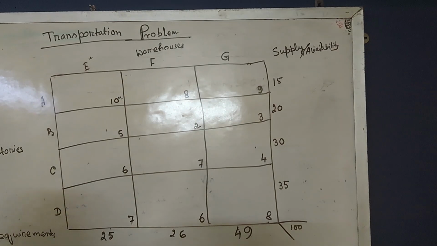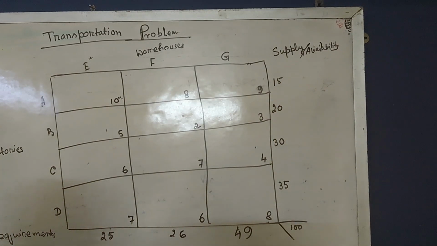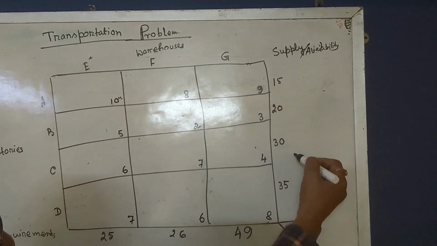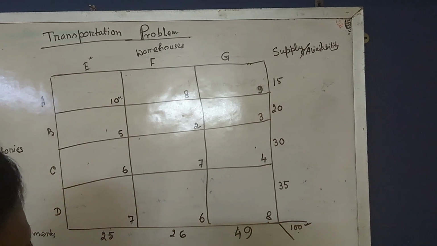So first you have to find out the basic feasible solution. That is the starting solution. How you will do it, that I am going to discuss. First of all, you always check whether availability and requirements are the same or not. Here, if you make the total, you will get 100 units, and if you make the total this side also, 100 units. That means the availability is equal to the requirements, and this is called a balanced transportation problem. But sometimes you will see this may not be the same. Then what you have to do, I will discuss later on.